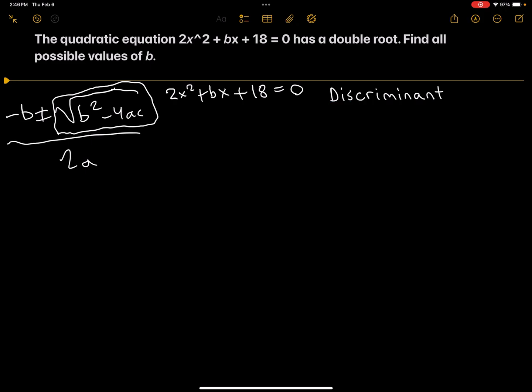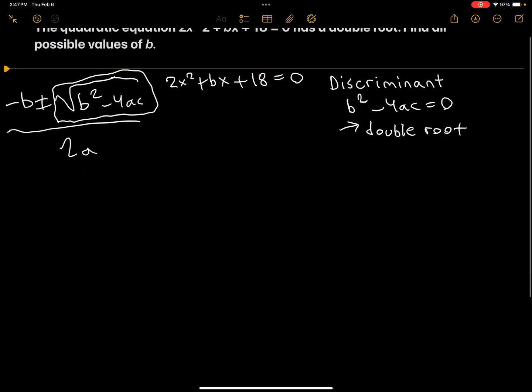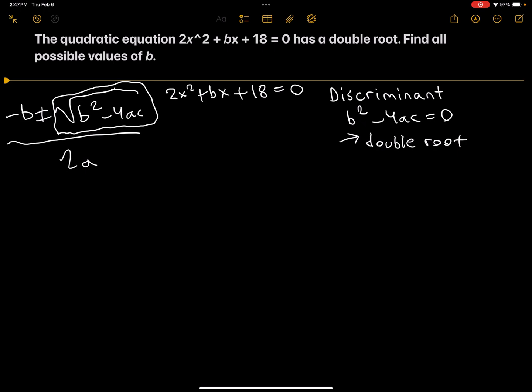It's a special value that determines the root of the quadratic equation. If b squared minus 4ac is equal to 0, then we have a double root for this quadratic equation. That's how we would know. Since this equation has a double root, the discriminant must be equal to 0, and we need to get all the possible values of b. So we need to solve for b when b squared minus 4ac equals 0.